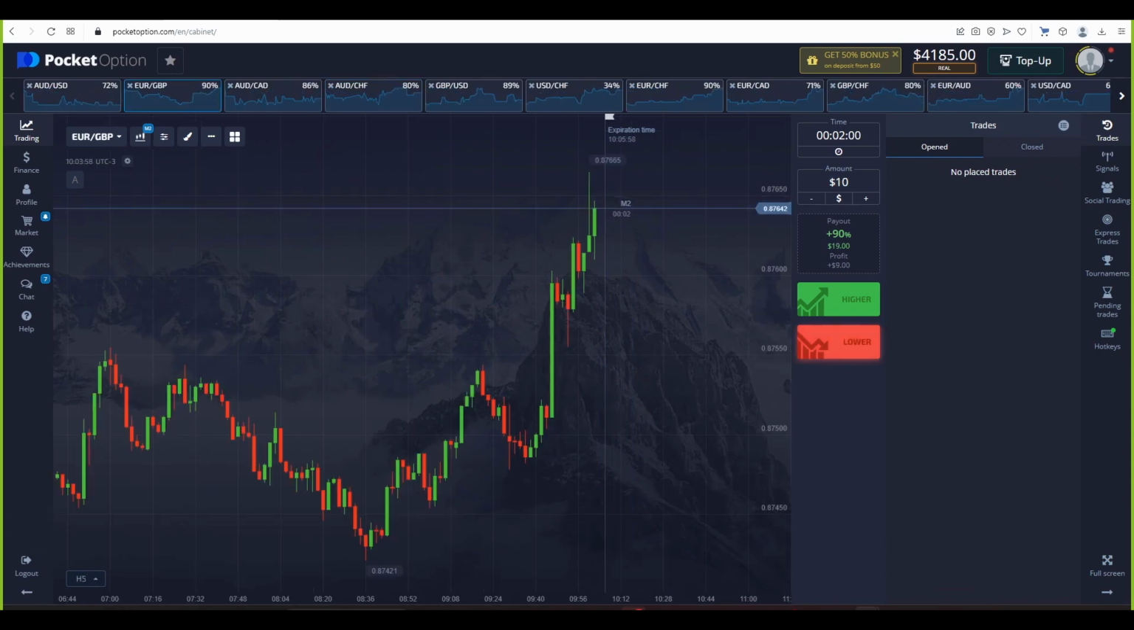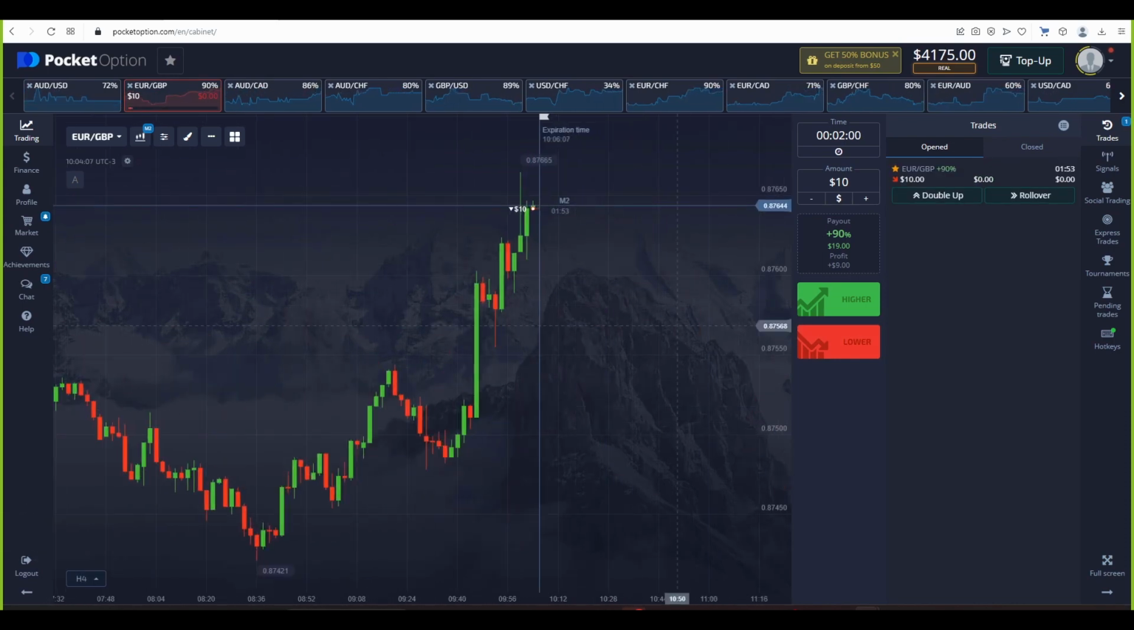Now we have an impulse, which consists of 2 candles with medium-sized bodies, as well as 1 longer candle. When it closes, I enter into a 2-minute put option.